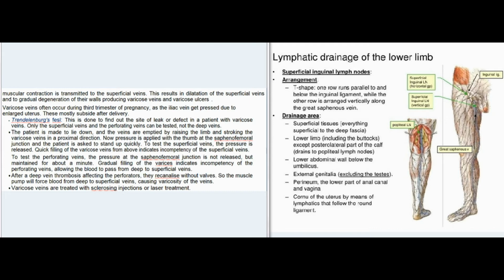To test the superficial veins, the pressure is released. Quick filling of the varicose veins from above indicates incompetency of the superficial veins. To test the perforating veins, the pressure at the saphenofemoral junction is not released, but maintained for about a minute. Gradual filling of the varices indicates incompetency of the perforating veins, allowing the blood to pass from deep to superficial veins. After a deep vein thrombosis affecting the perforators, they recanalize without valves.